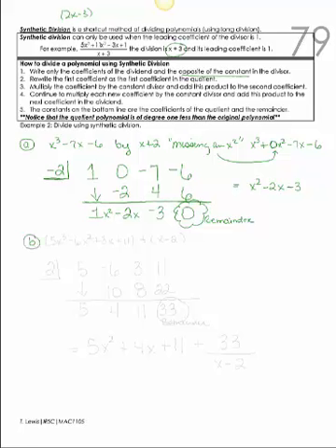Letter B. We have here 5x cubed minus 6x squared plus 3x plus 11 divided by x minus 2. What is our divisor here? X minus 2. So when we set this problem up in synthetic division, what would be our new divisor? Positive 2.